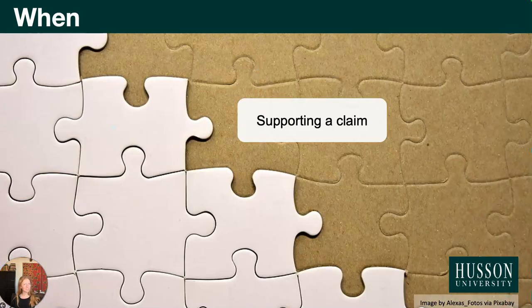When might you see a data visualization? This is anytime that you are supporting a claim. So you have data to support a claim and you want to show visually what makes your data support that.